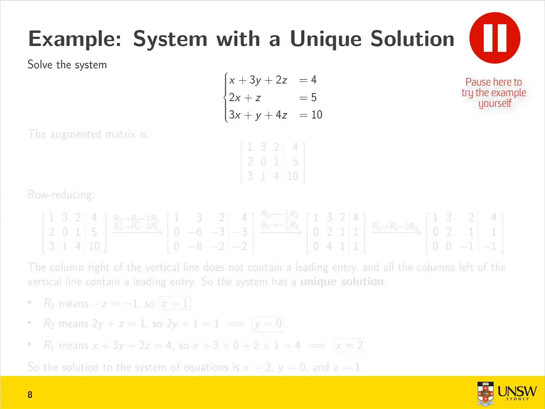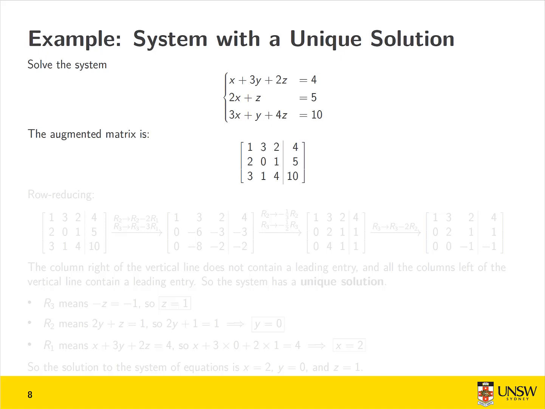Now let's try solving this system of simultaneous equations, where x plus 3y plus 2z equals 4, 2x plus z equals 5, and 3x plus y plus 4z equals 10. First, rewrite the system as an augmented matrix. Notice here that because there is no y term in the second equation, we write that the coefficient of y is 0 in the augmented matrix.